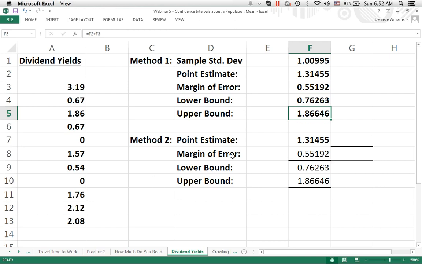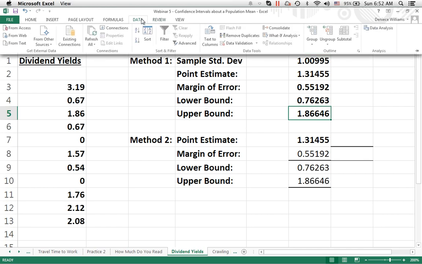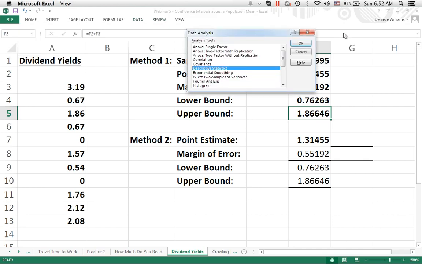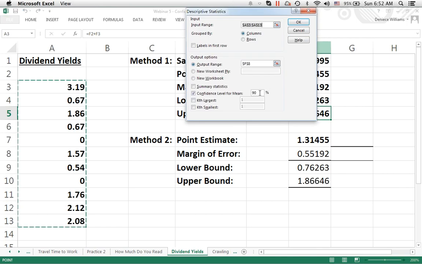For method 2, remember I used the data analysis toolpack. I went here, go to descriptive statistics, press OK. Make sure that you highlight the raw data. You say where you want your answer to show up, and that the confidence level is adjusted for whatever you're trying to find.